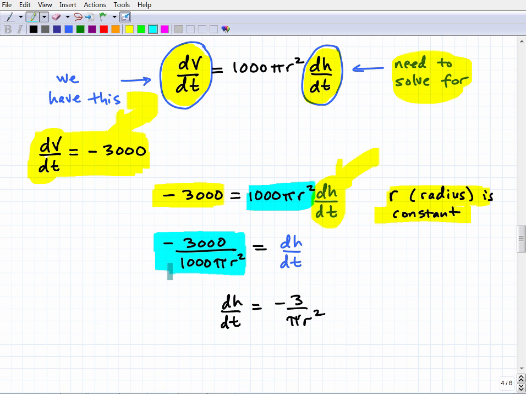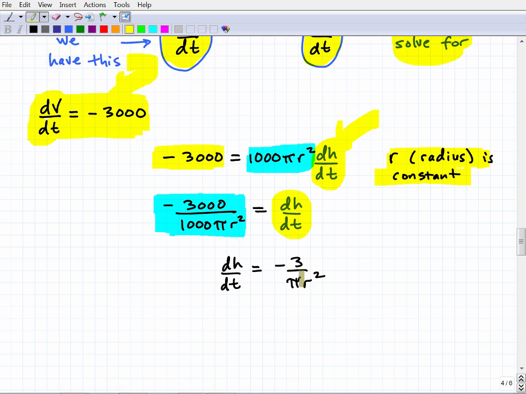Negative 3,000 divided by 1,000 pi r squared gives me my dh/dt, and that is what I'm looking for, right? So when I simplify this down, I'm left with this. Okay, so dh/dt, or the change of height of this particular cylinder with respect to time, is negative 3 over pi r squared. So that is the solution. You're like, okay, that's great, but what does this mean? What's the meaning to it, right? So let's talk about the meaning.